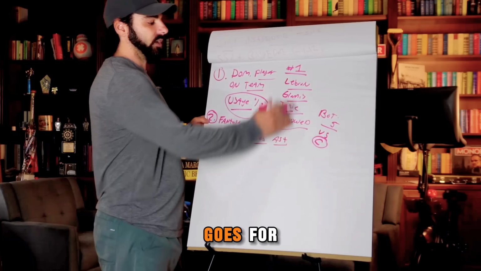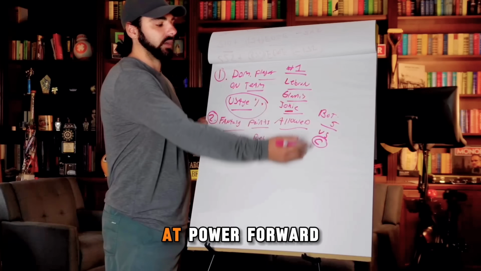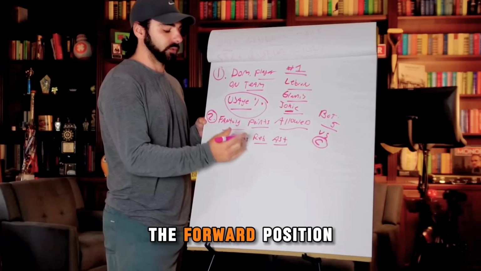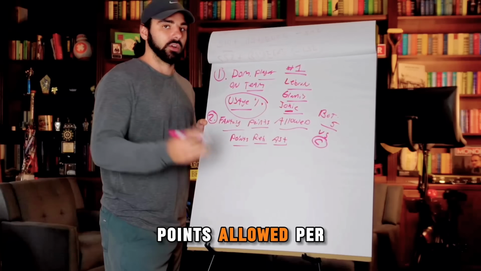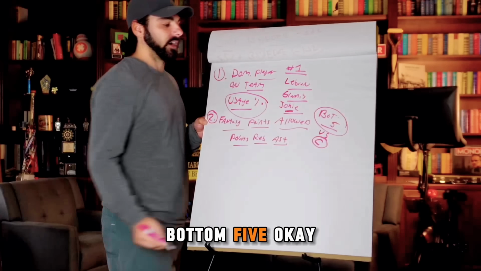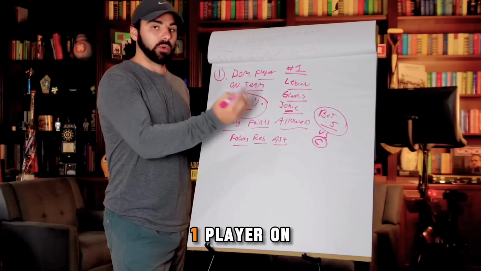Now, same thing goes for Giannis and LeBron. Giannis could be a power forward sometimes, so we look at power forward. LeBron, small forward, sometimes maybe plays power forward, so we need to look at the forward position for fantasy points allowed per that position. Make sure, once again, it's in the bottom five. We want teams that give up plenty of points to the position of that number one player on that team.